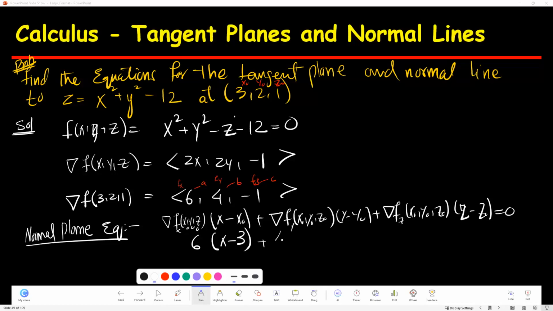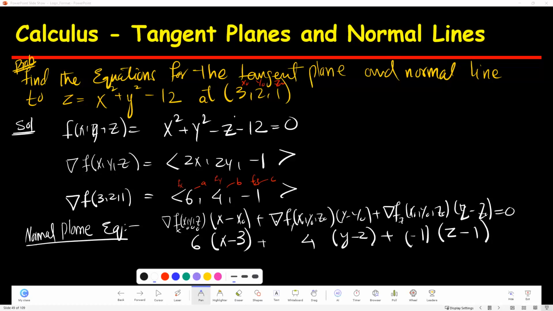Plus 4 y, sorry, wait, a bit off. Let me just, it's going to be 4 y minus 2 plus 1, right? And it's going to be minus 1 here, and z minus z naught, so z minus 1.